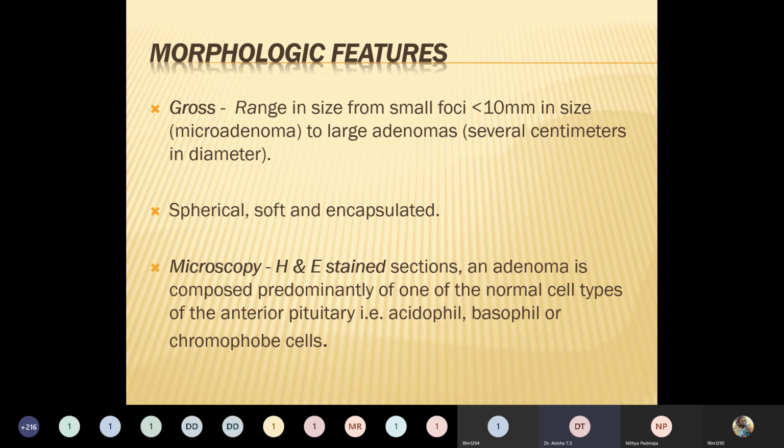They can be very small, less than 1 centimeter or 10 millimeters in size, and they can be very large also. Though the pituitary itself is small, less than 1 centimeter, this can grow very large. It can be soft, spherical, and encapsulated. Under microscopy it usually contains one type of cell: either one of the normal appearing cells of the anterior pituitary, that is acidophilic cells, basophilic cells, or chromophobe cells.